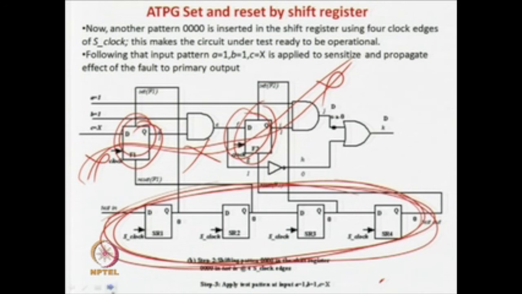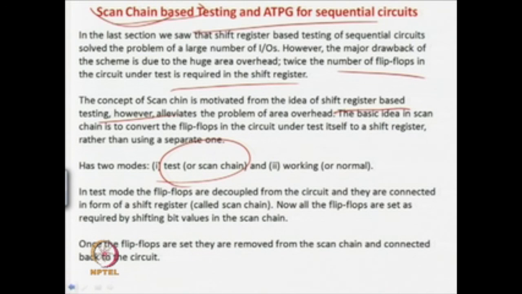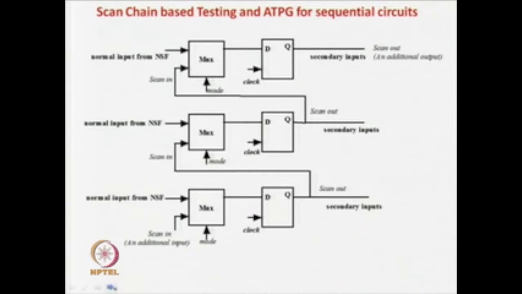Can we do that? He actually solved the problem in a very simple way, as we will see. In the test mode, what is the idea? All the flip flops are decoupled from the circuit and connected in a shift register, that is called the scan chain. When the circuit is behaving normally, the flip flops are removed from the chain and connected back to the circuit. So there are two ways: in one, the flip flops are chained and the combinational part is decoupled; in the other, the circuit is in normal mode and this chain is decoupled.